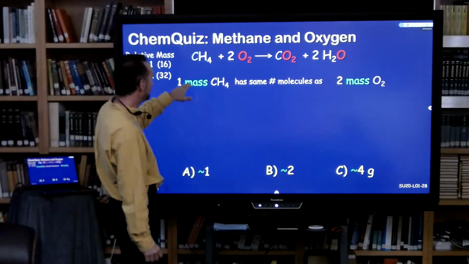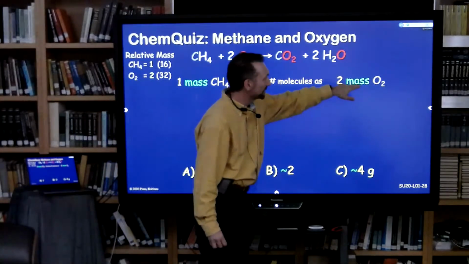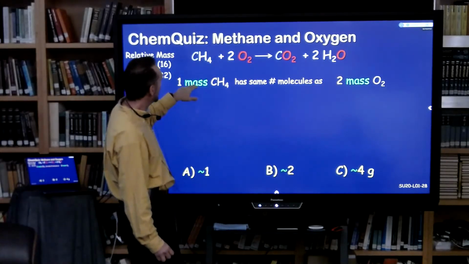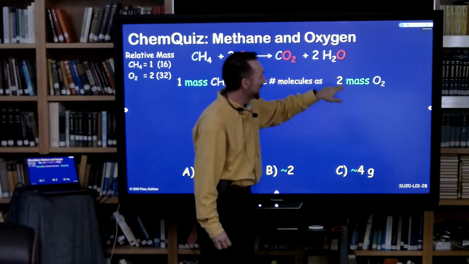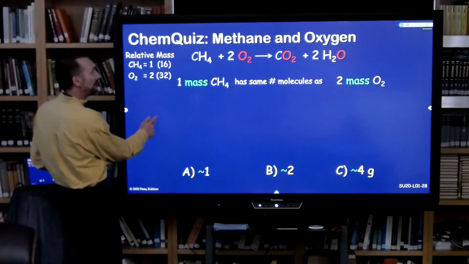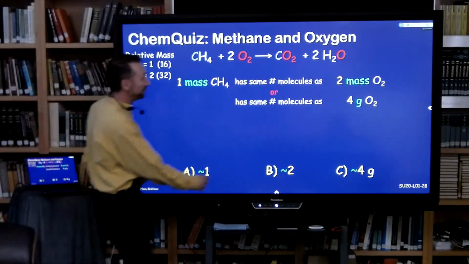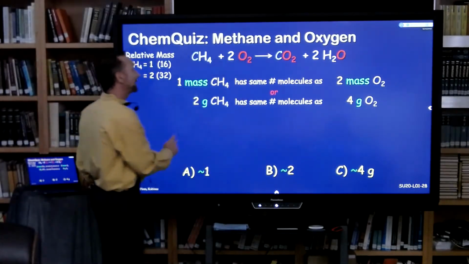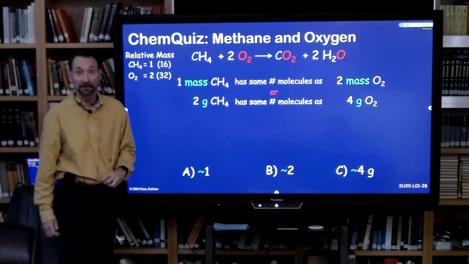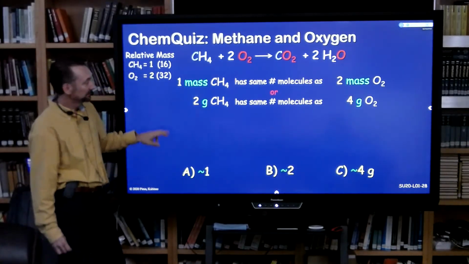A mass of 1 gram of methane, I've written the word mass here because this could be any mass unit. It could be kilograms or pounds. So one mass unit of methane has the same number of particles as 2 mass units, 2 grams of oxygen. So if you have 4 grams of oxygen, 2 grams of methane would have the same number of particles. That mass ratio, 2 to 1 still.